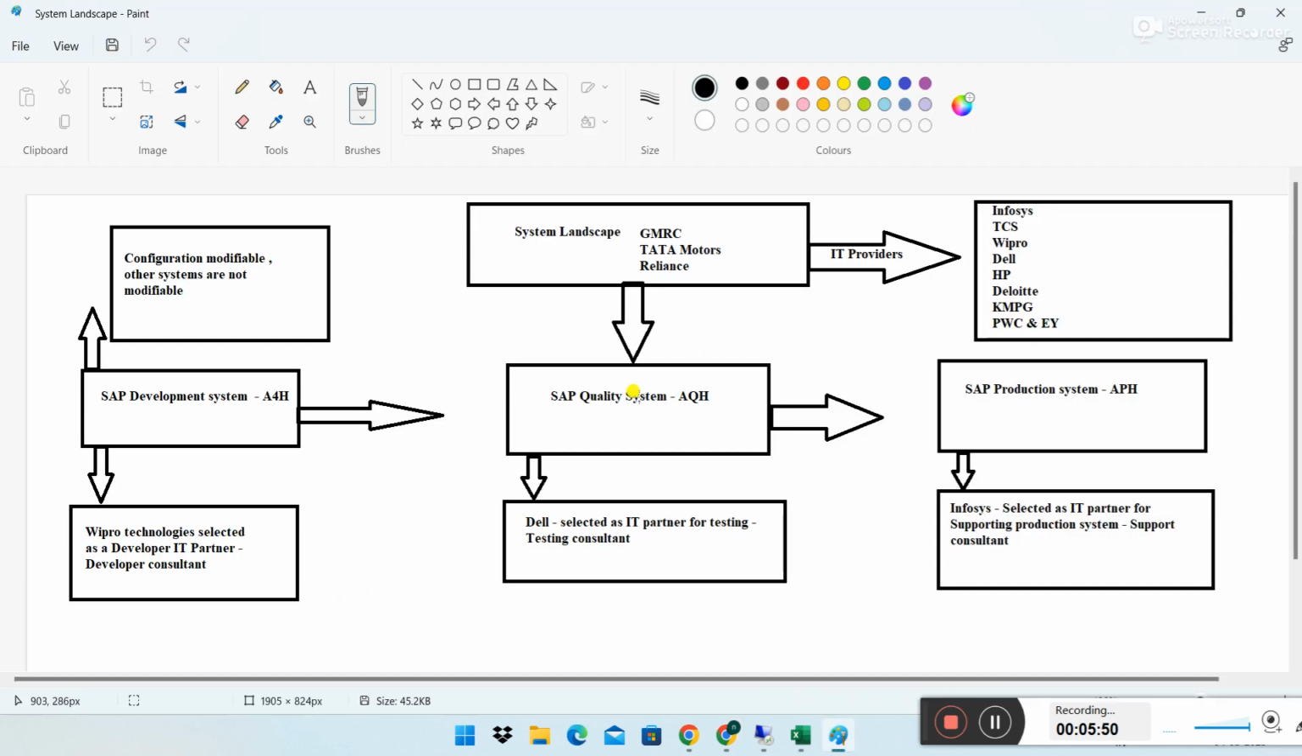So can you tell me one example? Can you tell me the Amazon example, whatever Amazon example I have told you? Yes, sir. Please tell me.